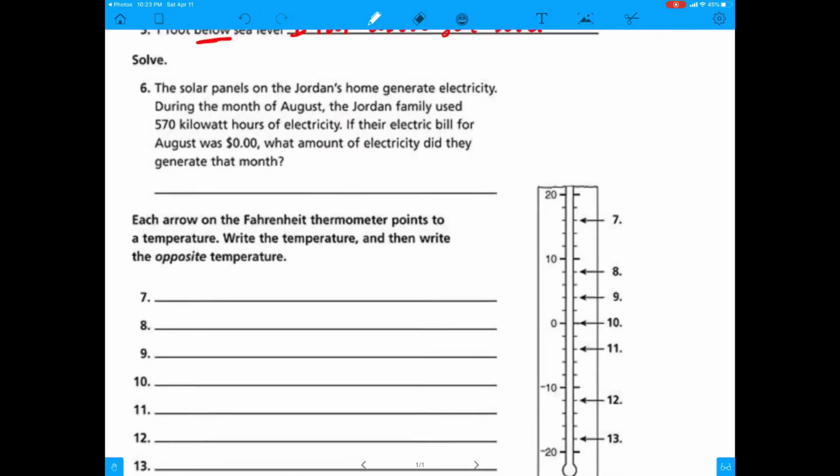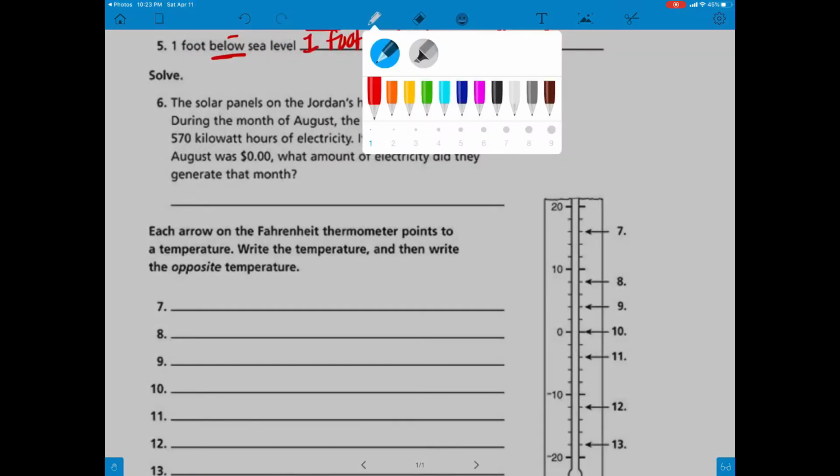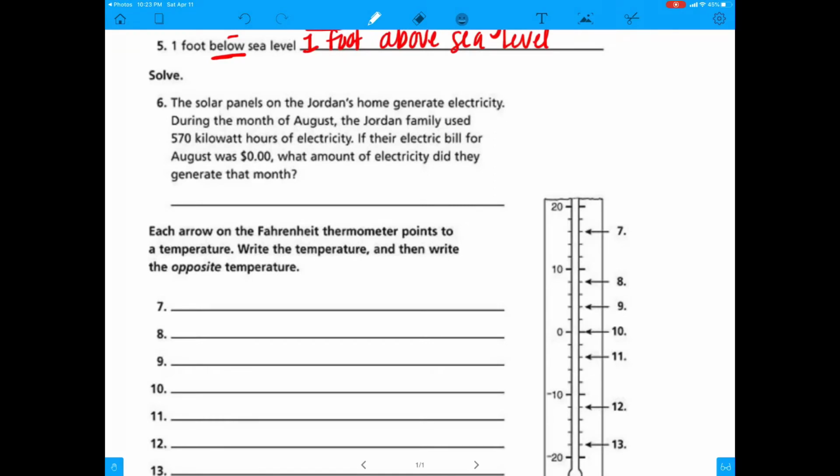For number 6, we have the solar panels, which are super cool. I really want solar panels on my own house. The solar panels on Jordan's home generate, so they produce electricity. During the month of August, the Jordan family used 570 kilowatt hours of electricity. If their electricity bill for August was $0, what amount of electricity did they generate that month?